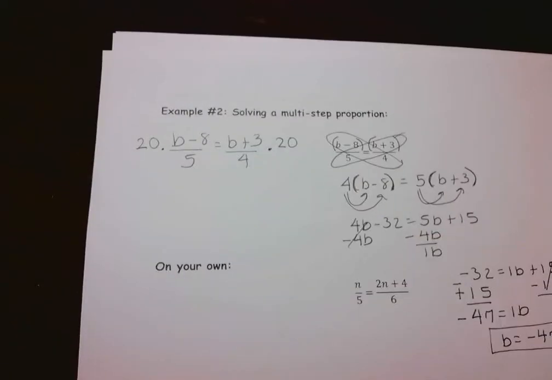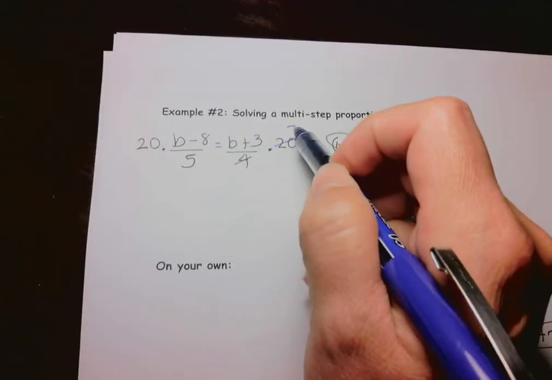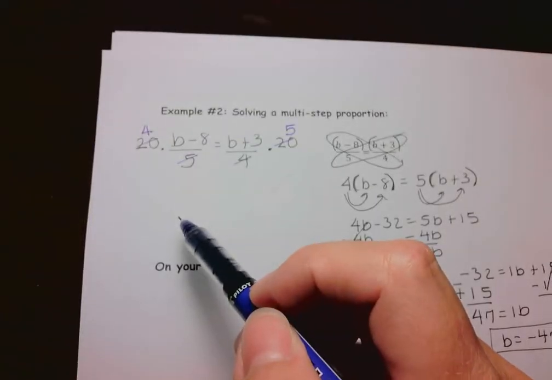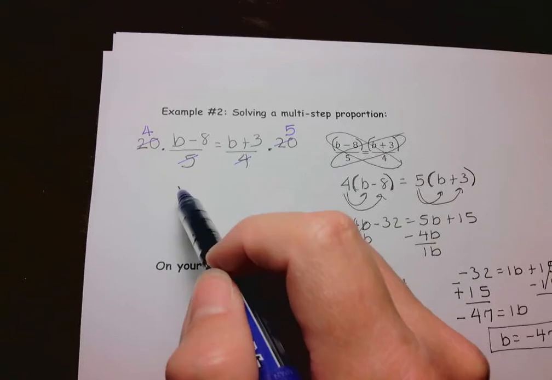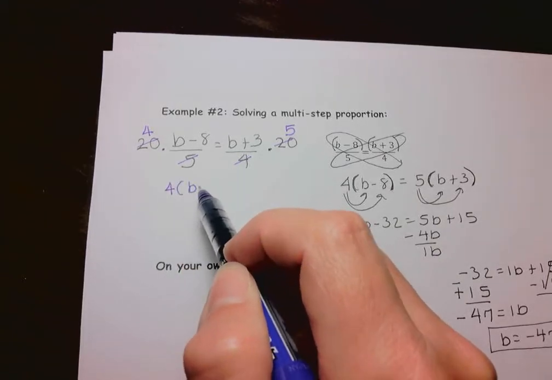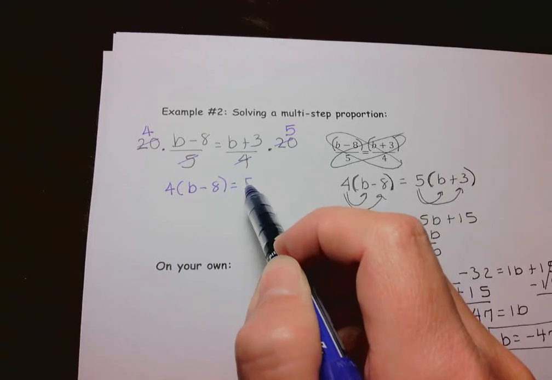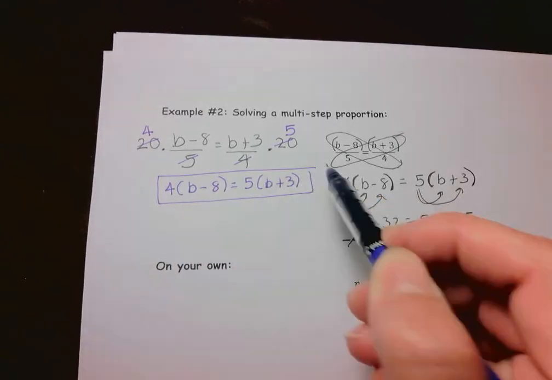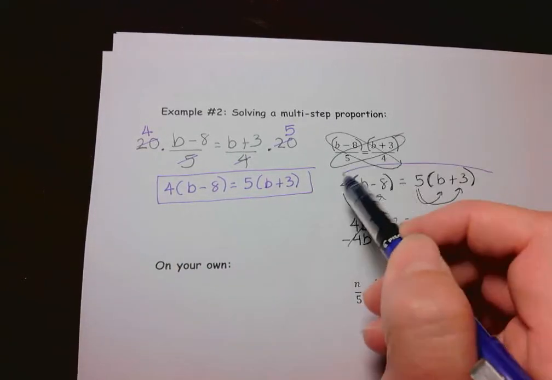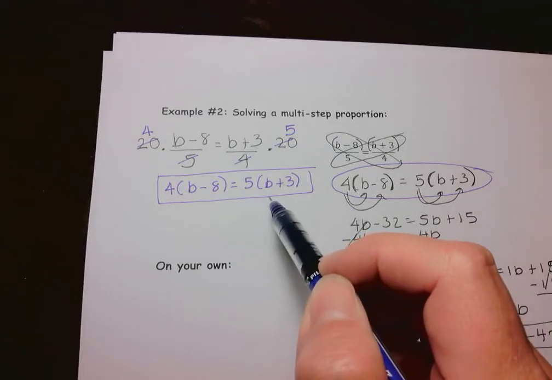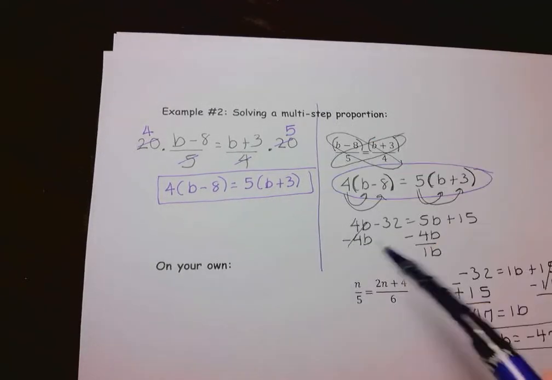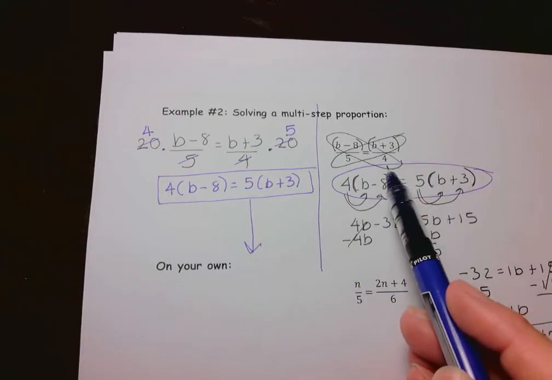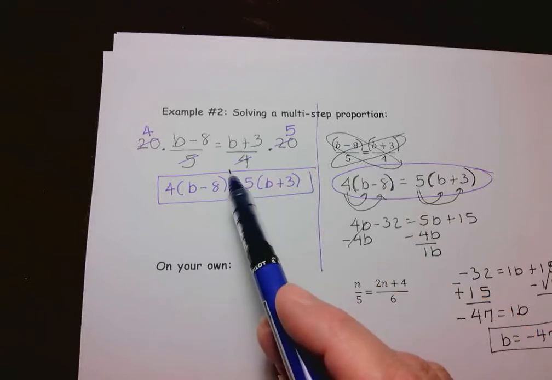I'm going to multiply this by 20, and I'm going to multiply this by 20. And so now what I'm going to do is I'm going to cross reduce. So that becomes 5, and this becomes 4. And so what do I have? 4 times b minus 8 equals 5 times b plus 3. Do you see how this and this are the same thing? This is what I mean by cross product, and then all the math after that would be the exact same. But this is what I mean by the cross product property is just an abbreviated version of this.